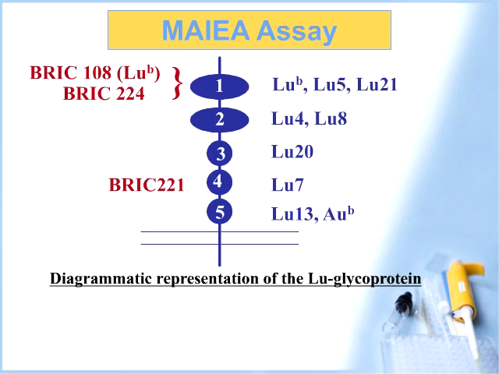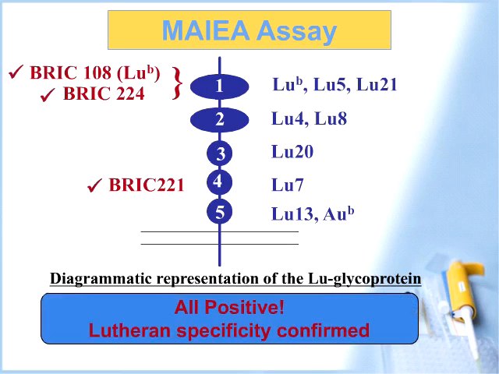At the same time, we decided to do the MAIA assay. Because of it being such a complex case, we were throwing everything at it. We decided to use 3 monoclonal antibodies, and they were tested on 1 plate, and they were all positive. So we knew instantly that we were right. It looked like it was going to be a Lutheran specificity.